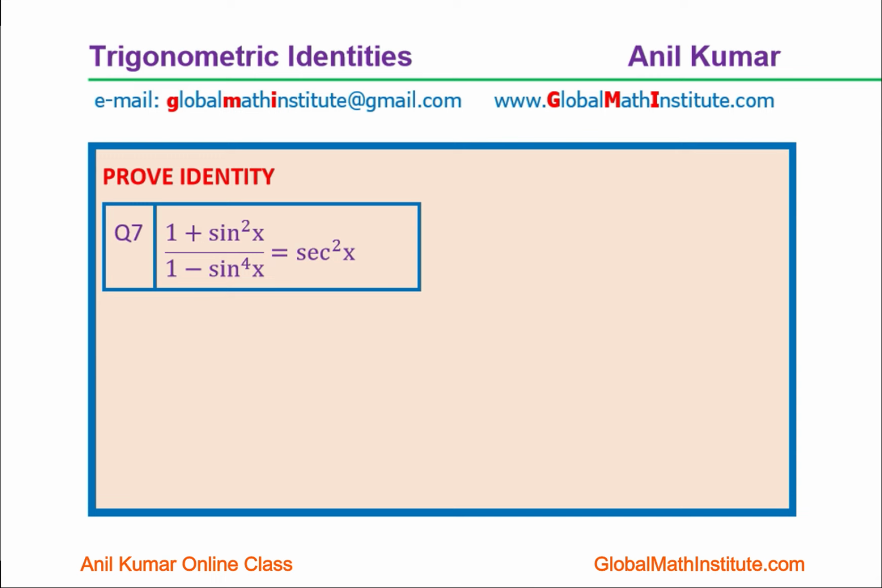It is 1 plus sine square x over 1 minus sine to the power of 4x equals secant square x. How do we do it? So we are going to use one of our skills which we just learned, and that was factoring. Do you see that?